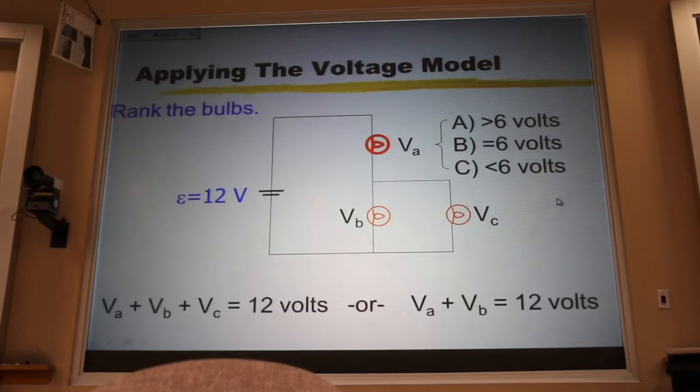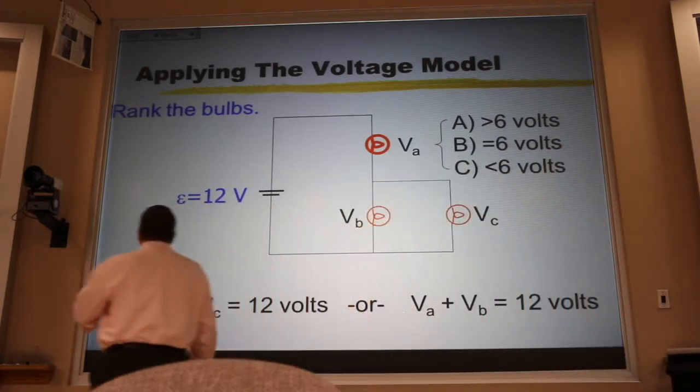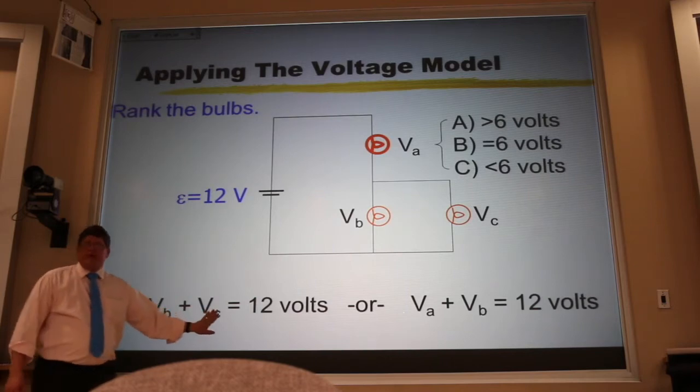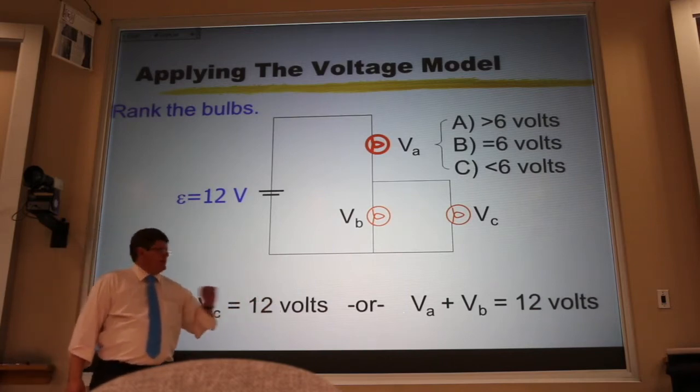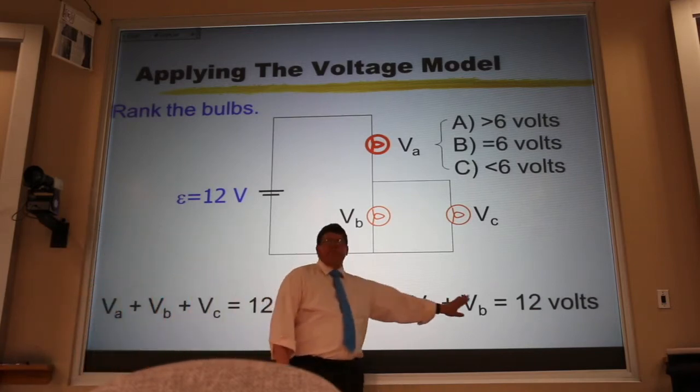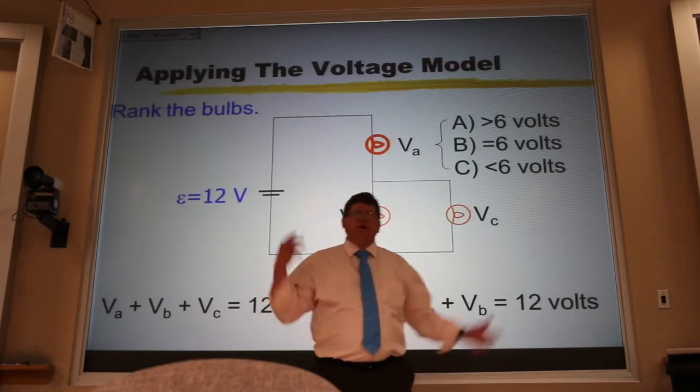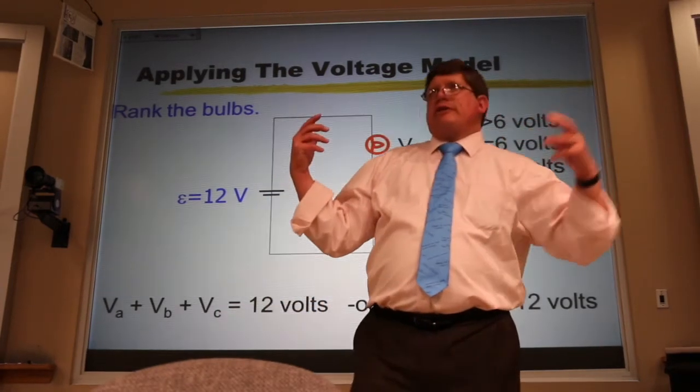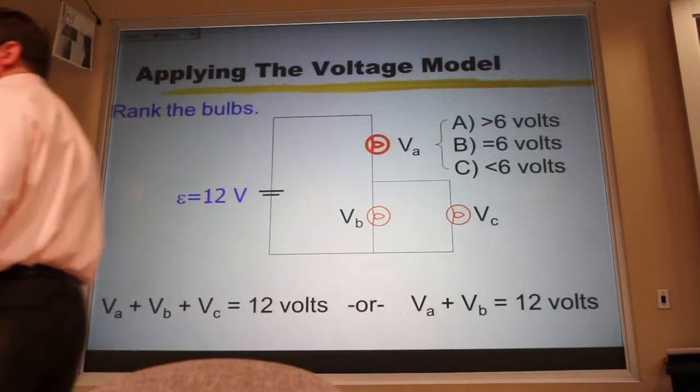The problem is, some of us are using a different model. Some of us are saying all the voltages of A, B, and C have to add up to 12. Some of us are saying just A and B have to add up to 12. Which is the correct model? Argue with your neighbor real quick. Which is the correct model?